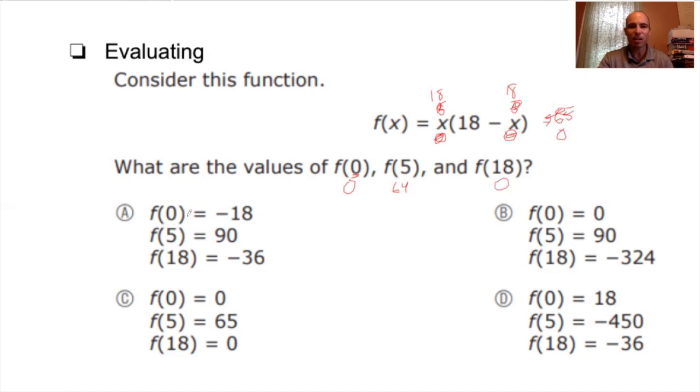So let's see if any of these match, right? F of 0 is 0. Okay, so this is automatically wrong. F of 5 is 65. F of 18, hey, here we go, right?